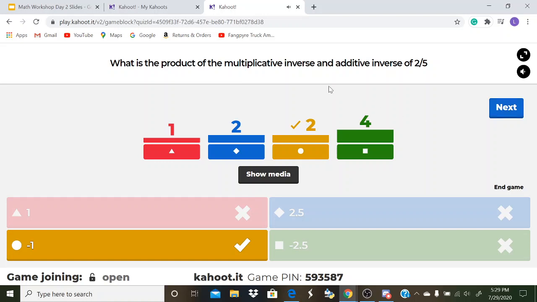Okay, so for this one, it's asking for the product of the multiplicative and additive inverse of 2/5. So first find the multiplicative inverse, which means just flipping it, which would be 5 over 2. So 5 over 2 times the additive inverse, which is negative 2/5, well, they cancel out. So negative 1.